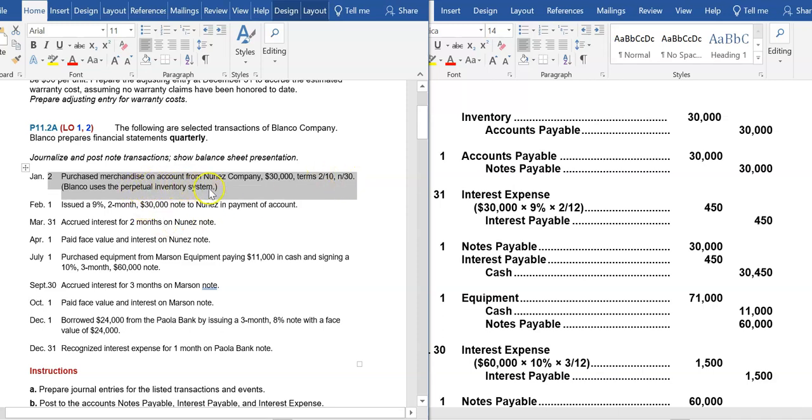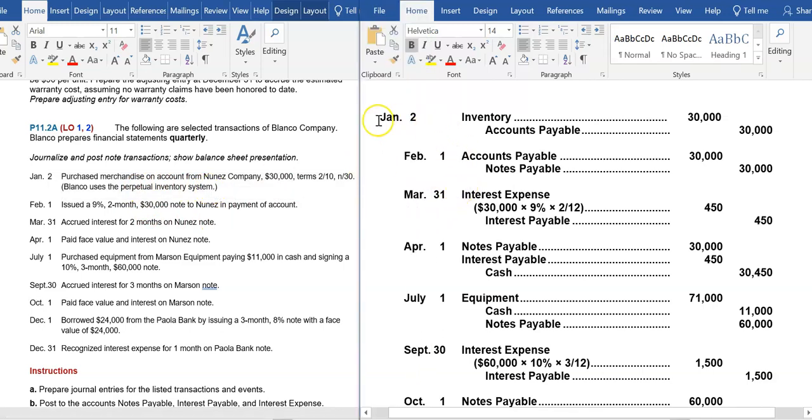The perpetual inventory system means that the inventory records are updated immediately or perpetually with every transaction. So this is simply a purchase of inventory on general credit. They didn't say anything about a note payable. So we debit inventory to increase the inventory asset account, and we credit accounts payable, the liability, to increase the liability.